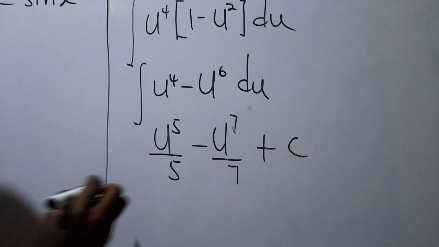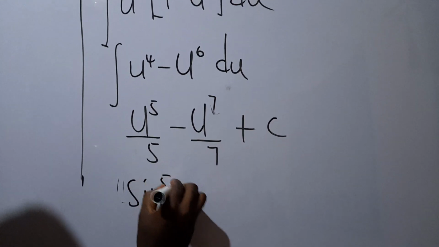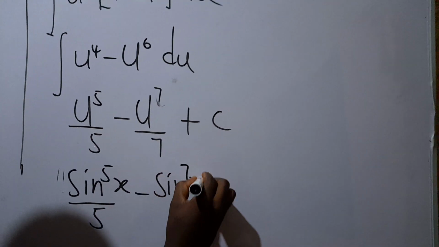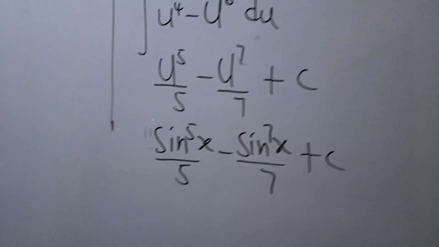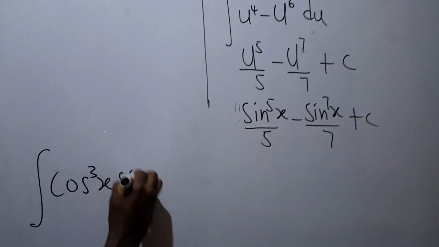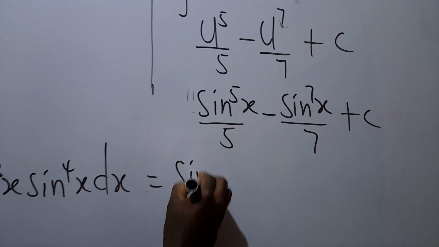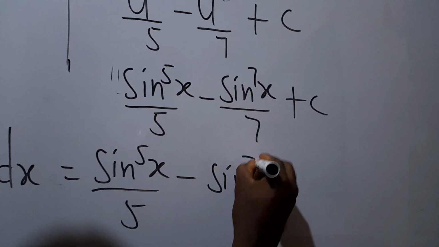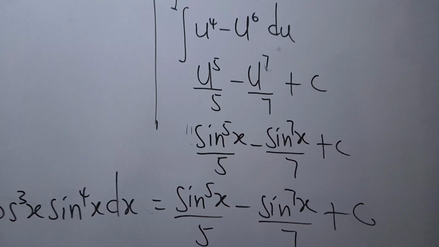So we substitute back. So this will be sine exponent 5 x over 5 minus sine exponent 7 x over 7 plus c. So we can conclude that the integral of cos cube x sine exponent 4 x dx will be sine exponent 5 x over 5 minus sine exponent 7 x over 7 plus our constant of integration. I hope you get this.